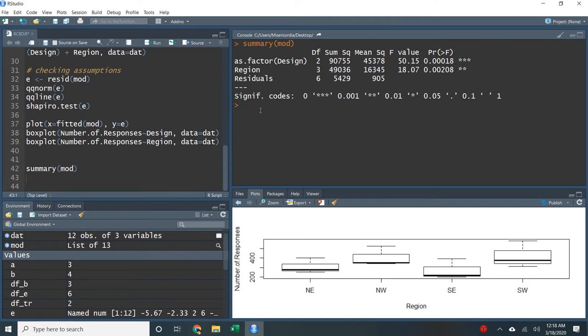So looking at the summary of the model, I can see here that my design factor has 2 degrees of freedom, we've got some sums of squares and such, and I've got my probability, my p-value being 0.00018. So this is statistically significant, very statistically significant. And I'm going to go on and ignore this second line.